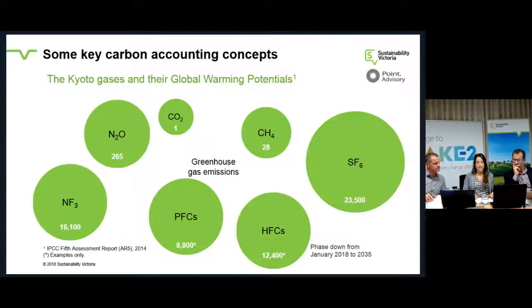So as you can see there, we've got carbon dioxide, which is the reference with a global warming potential of 1, and then you can see the others. For example, methane has 28. SF6, for example, is not an abundant gas, but its global warming potential is huge relative to carbon dioxide. So it's 23,500. So it means the potential that it has to warm the atmosphere is quite huge.